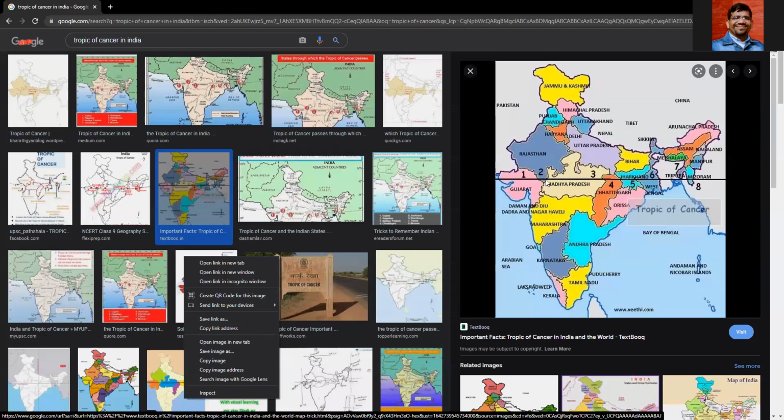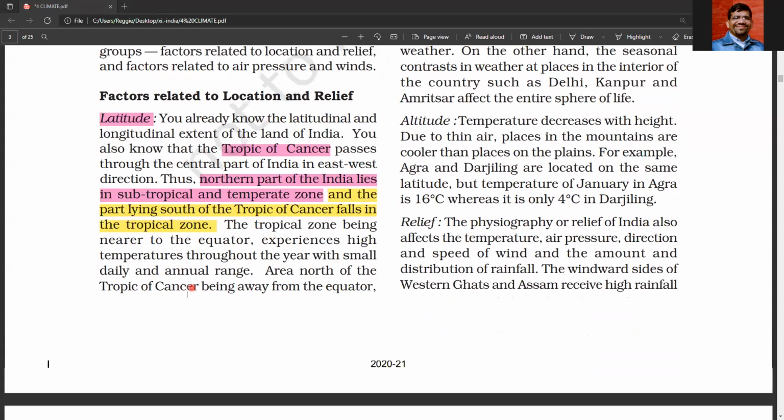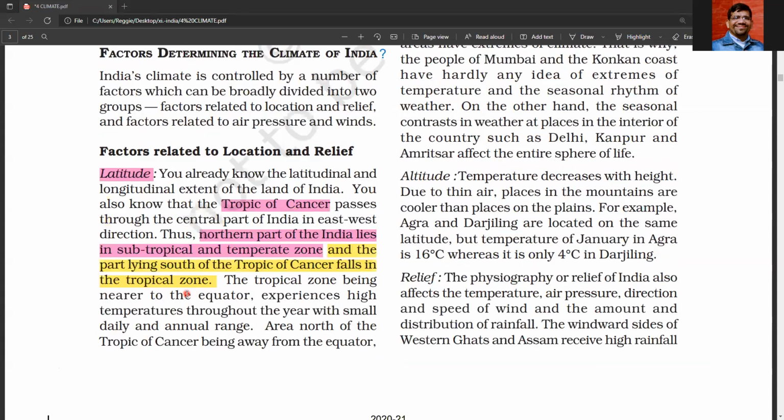So this line becomes the dividing line between the temperate and tropical regions. This part is tropical, this part is temperate, the region that we have to study. One very good thing that you just told me was that South India will be warmer because it is nearer to the equator and lies in the tropical zone, and the areas in the temperate zone will be colder.